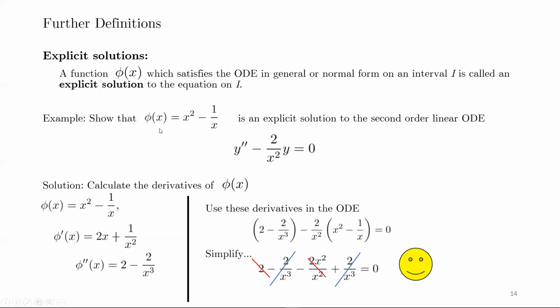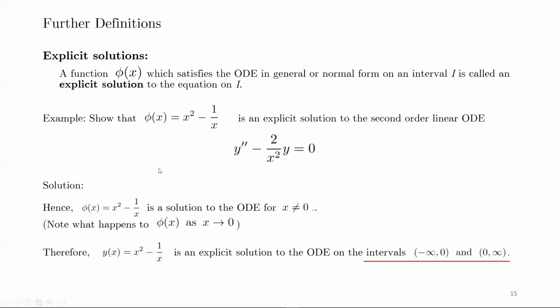So again, sometimes we'll write φ(x) equals x squared minus 1 over x, but it's legitimate to write y of x is equal to x squared minus 1 over x and say that that is an explicit solution. Okay, so I just say here that φ(x) is a solution to the ODE for x not equal to 0.